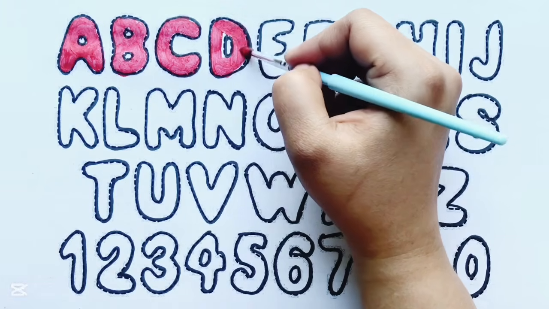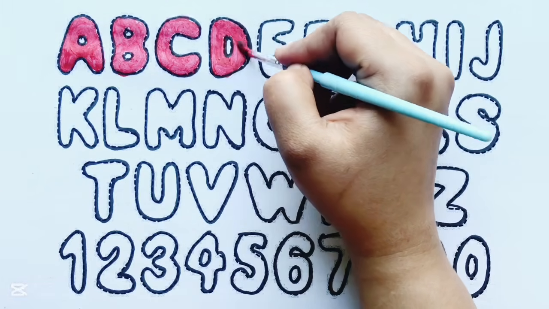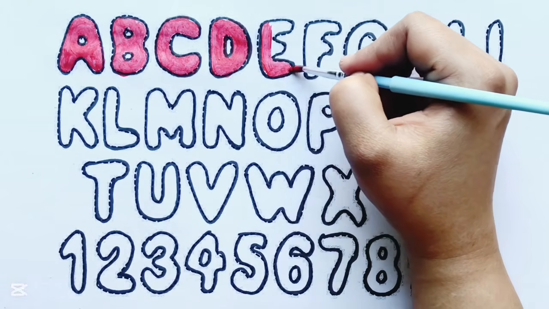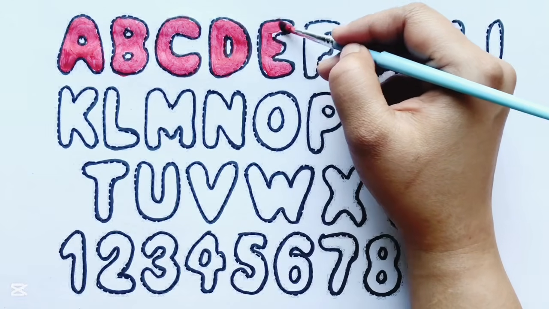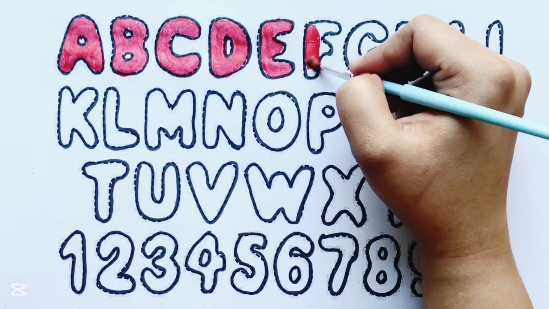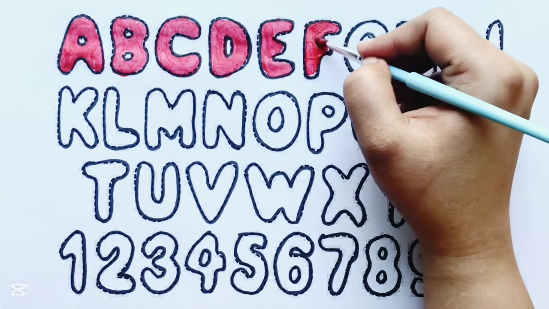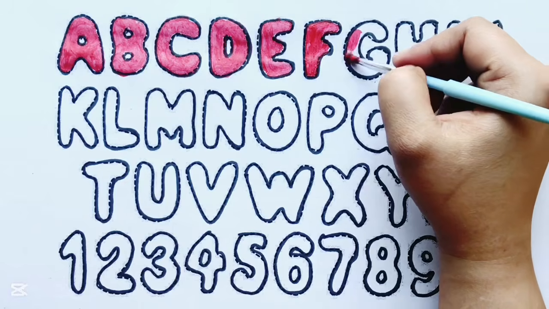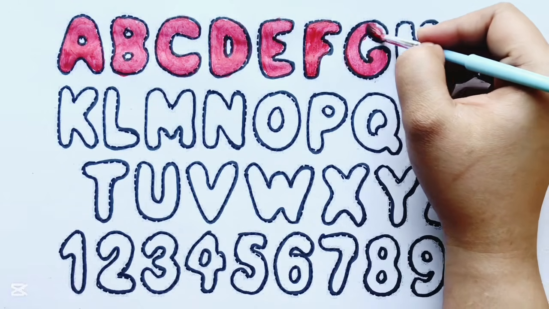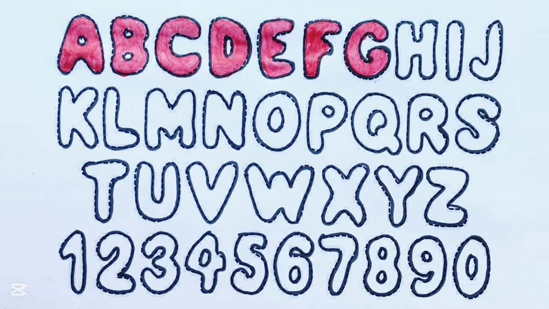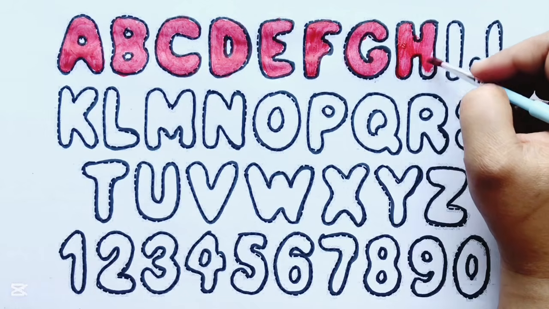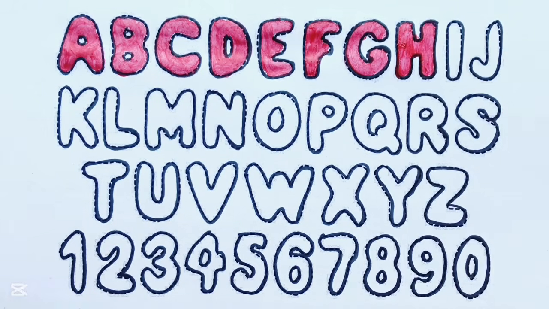A, B, C, count the rhythm and 1, 2, 3, we're singing all together. E for elephant. F for frog. G for gorilla. H for house. Count the rhythm and 1, 2, 3, we're singing all together.